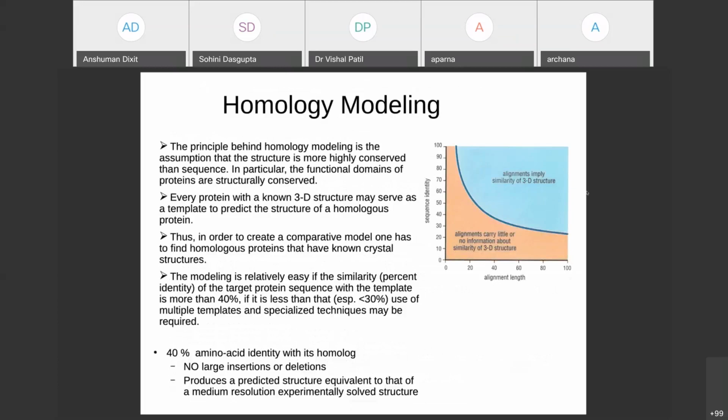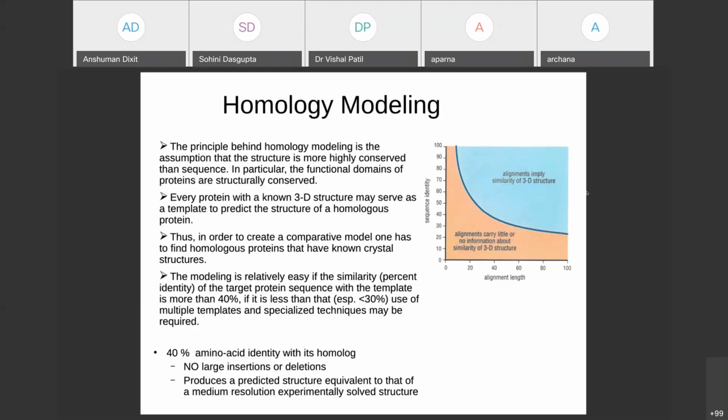The principle behind homology modeling is the assumption that structure is more highly conserved than sequence is, and the functional domains of the proteins are structurally conserved. So the conserved domains are transferred from one organism to another with the sequences. Of course, certain insertions and deletions will be there, but the domains which are responsible for certain functions will be conserved, and the whole idea of homology modeling depends on this particular principle.